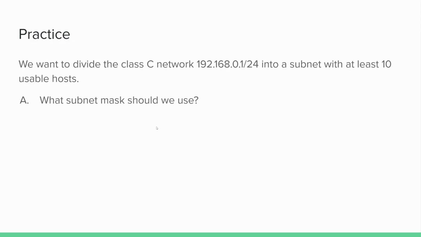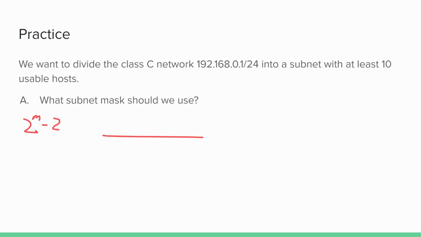Okay, so let's get into some practice problems now. We want to divide the class C network 192.168.0.1/24, right? Class C network is always /24, into a subnet with at least 10 usable hosts. So part A of our problem is, what subnet mask should we use? Now, what was the equation for the amount of usable hosts per subnet? It was 2 to the m, where m is the number of host bits, minus 2.